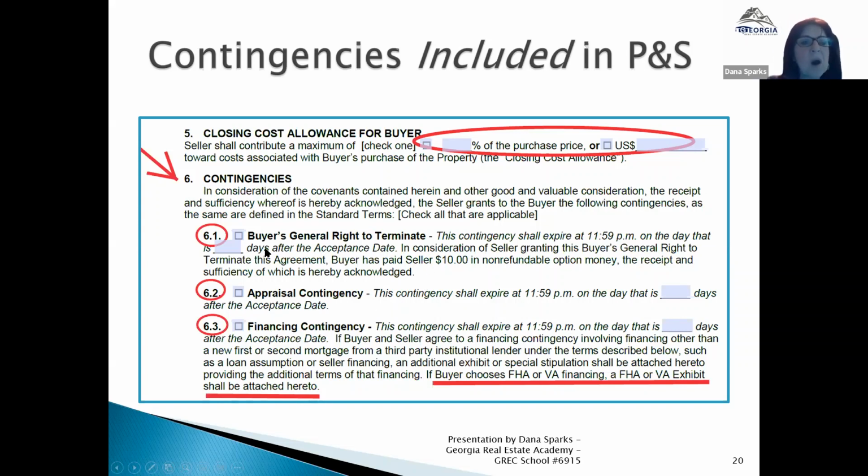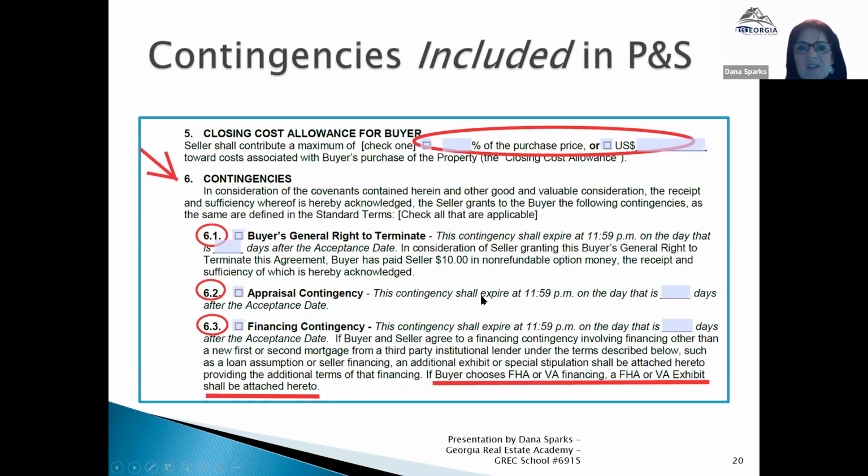Now, one more thing while we're here. Look what it says under financing contingency. In consideration of seller granting buyer's general right to terminate, buyer has paid non-refundable money. Sufficiency is hereby acknowledged. So many days after acceptance date. What is it? What are the termination rights? What happens to earnest money?